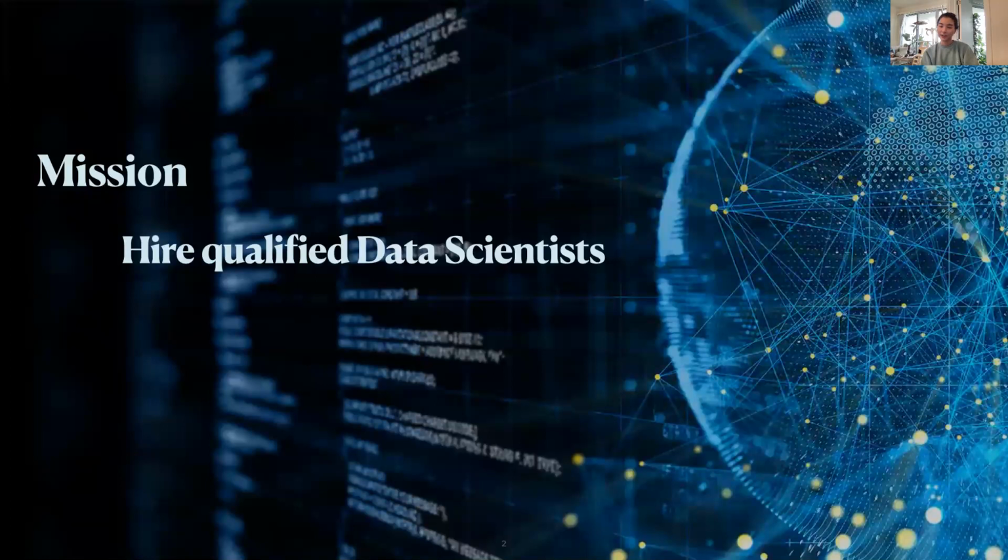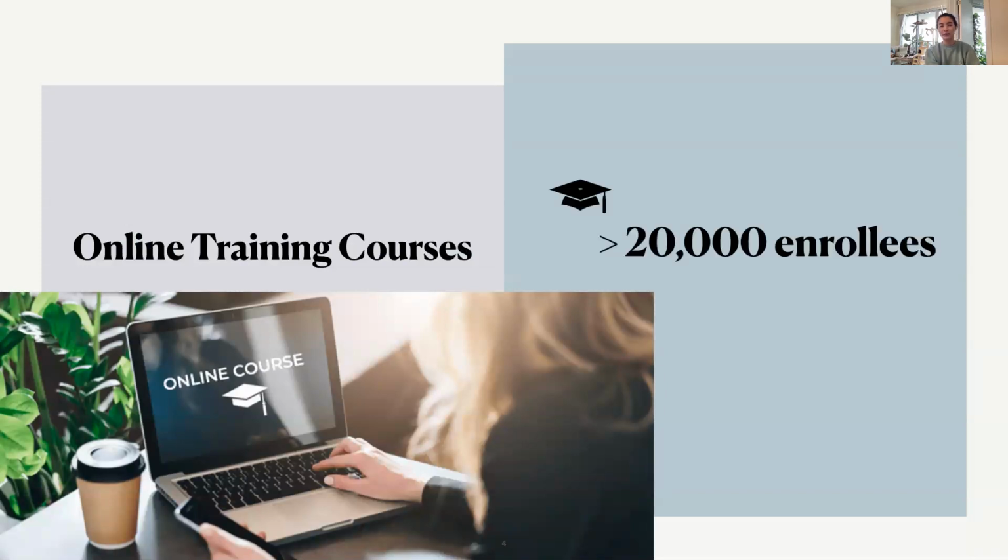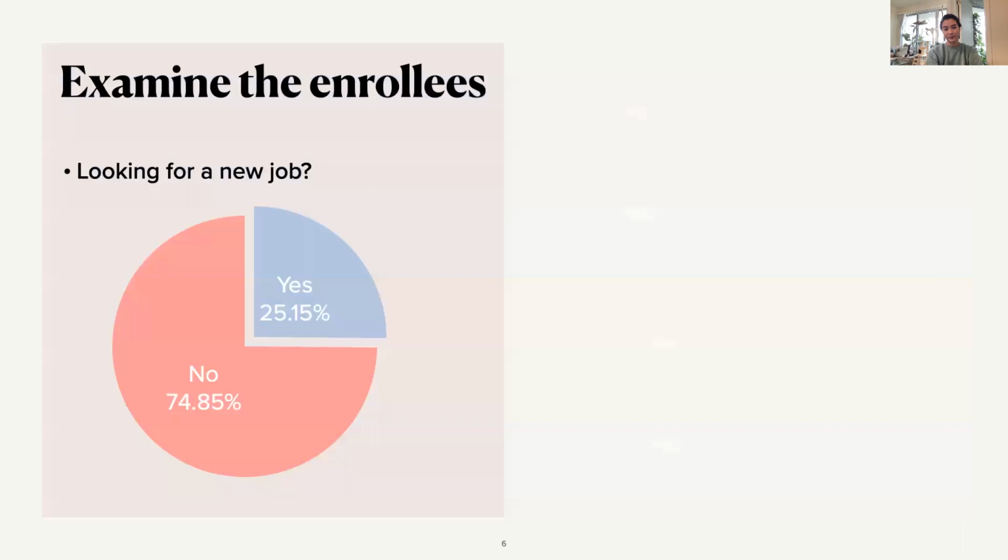So your company is planning to hire qualified data scientists, meaning who have successfully completed your training courses, but more than 20,000 people signed up. So the question is, among these people, how many would actually join your company?